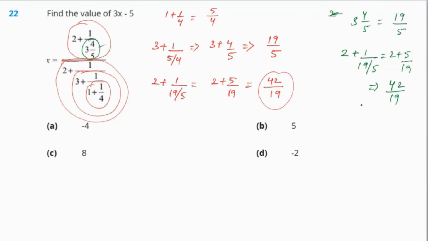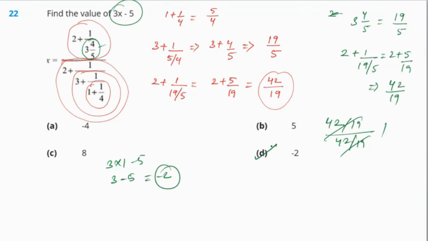Correct? So what we need to do is divide both of them. We are getting the value of 42 by 19, and we need to divide it by another 42 by 19. We are getting 1. And we are supposed to figure out the value of 3x minus 5. So 3 times 1 minus 5. That will give us 3 minus 5. That will give us the answer as minus 2. So option D, minus 2, is the correct answer.